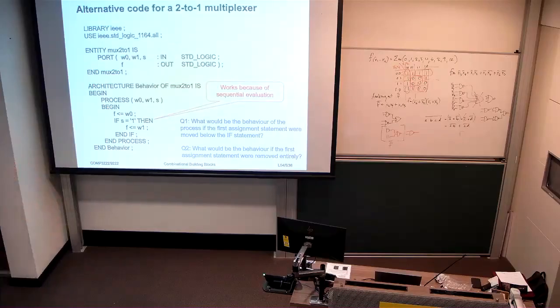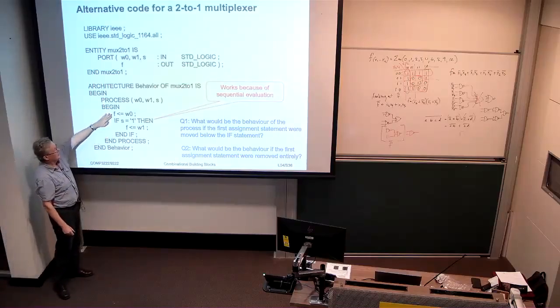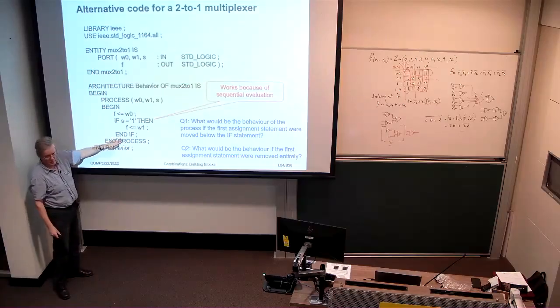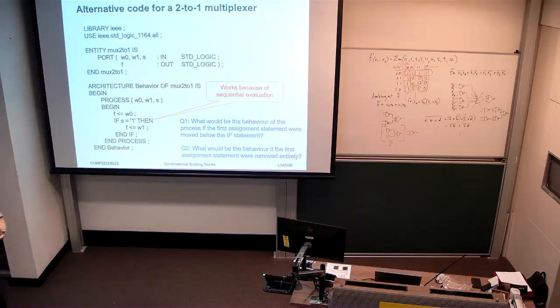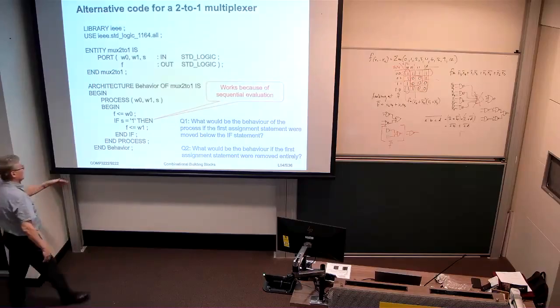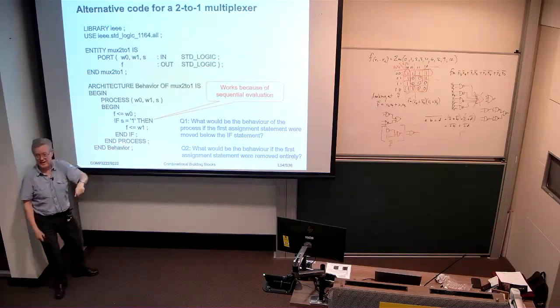So I've got a couple of questions for you. Think about it a little. What would be the behavior of the process if this first assignment were moved to below the if statement? It would always be assigned W0? Yes. F would always be W0 then, because it's always going to be executed and it's the last assignment that's made to F.